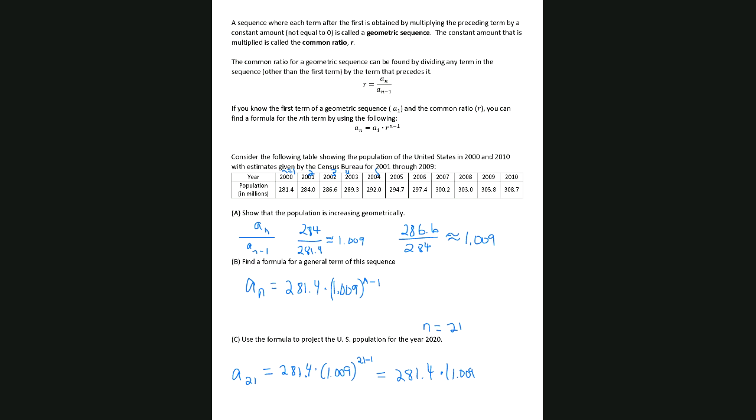raised to really the 20th power, right? So on your calculator, this is how I would do it. I would first of all take 1.009 and raise it to the 20th power, and then I would multiply by 281.4. And when you do that, you get 336.6. So that means that the U.S. population in the year 2020 will be 336.6 million people if the trend continues.